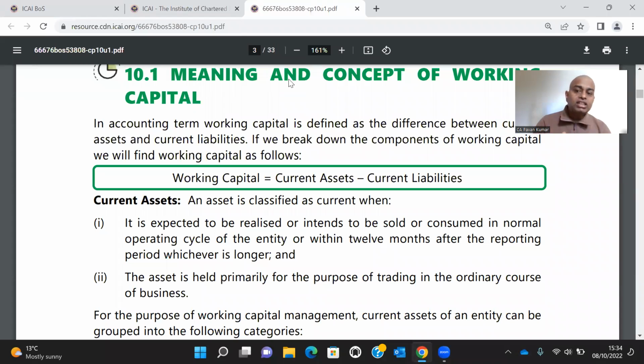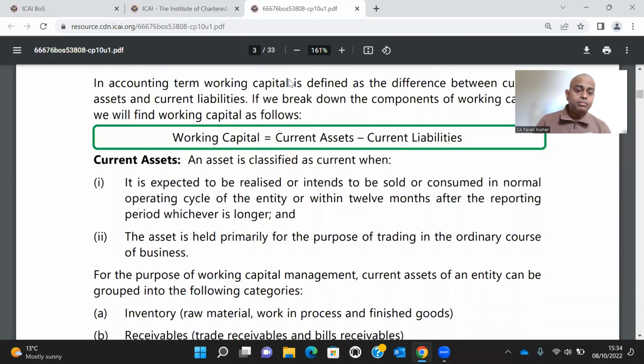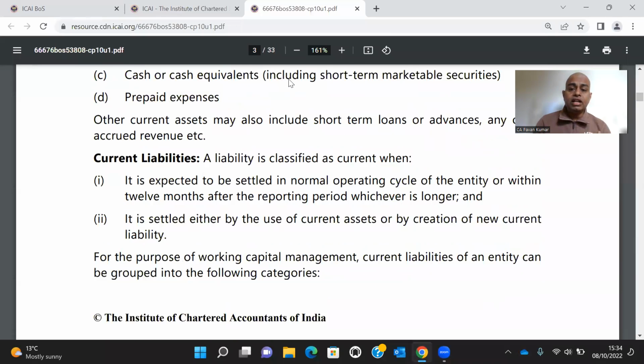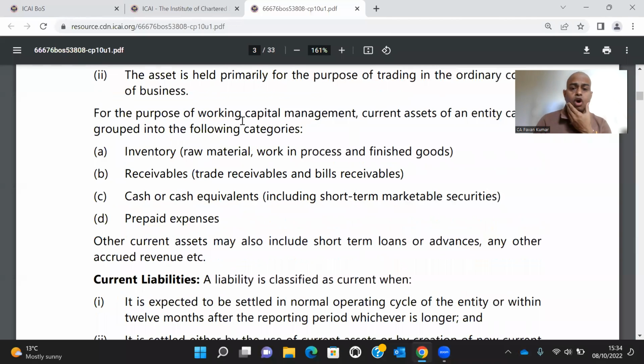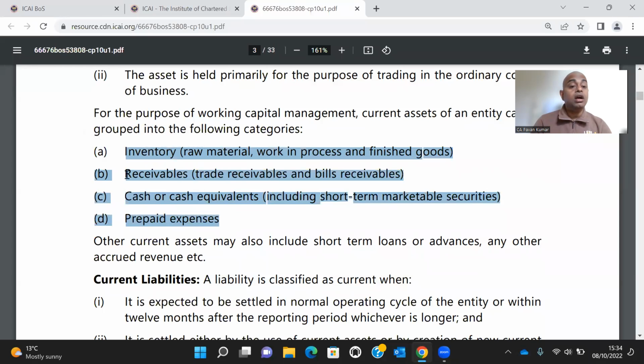But without loss of generality, in general, current assets and non-current assets, current liabilities and non-current liabilities are now based on the operating cycle. Okay, so shall we move further? They have given some examples. What are current assets? Inventory, raw material, work in progress, finished goods, receivables like trade receivables, bills receivable, cash equivalents, prepaid expenses.